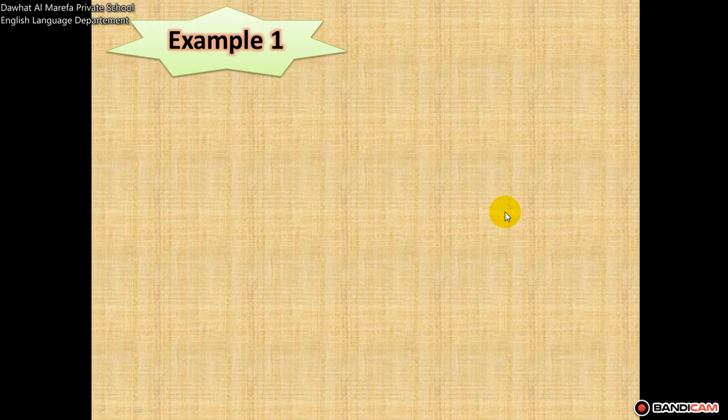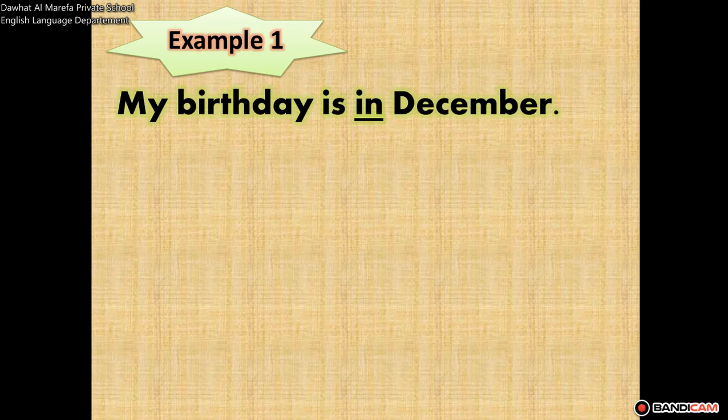Let's have some examples now. Example number 1. My birthday is in December. If you write December 8th, for example, or December 5th, you don't use in, you use on.